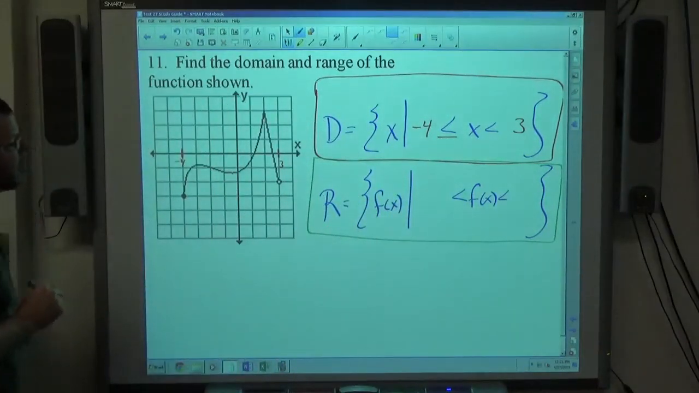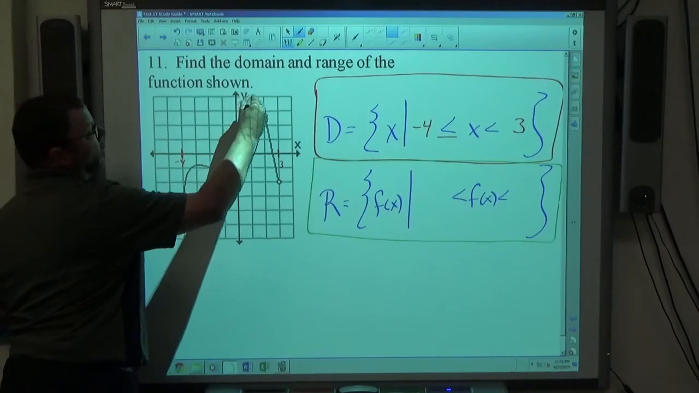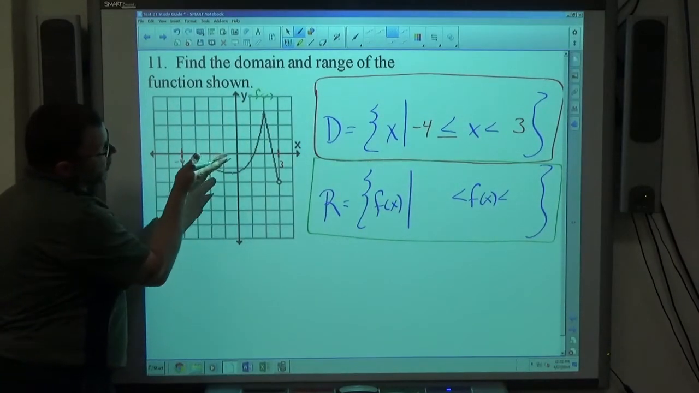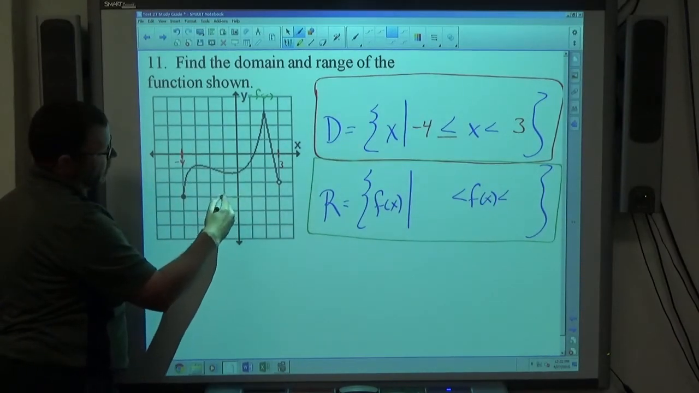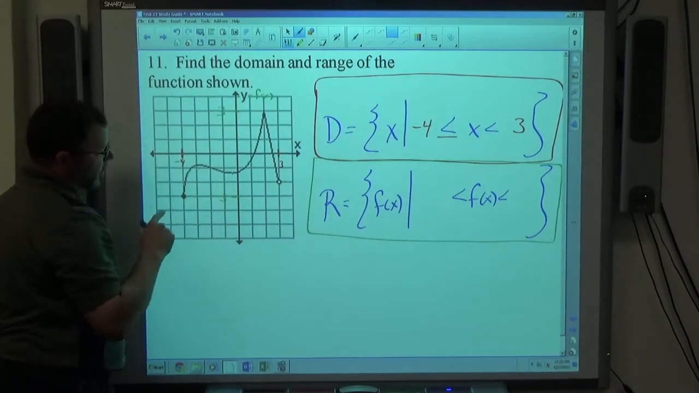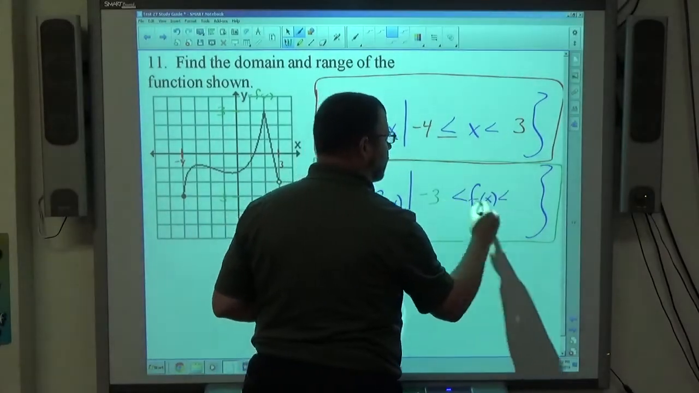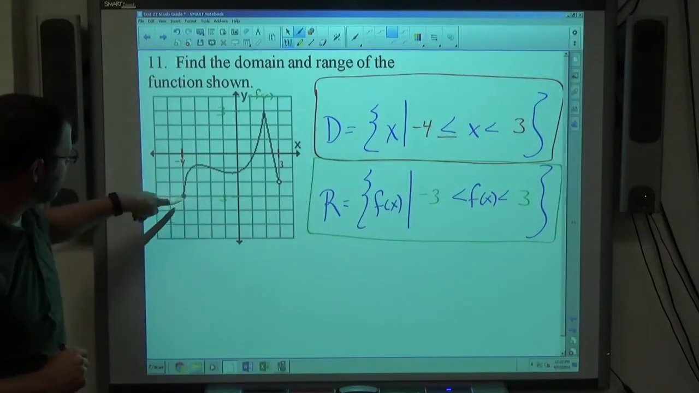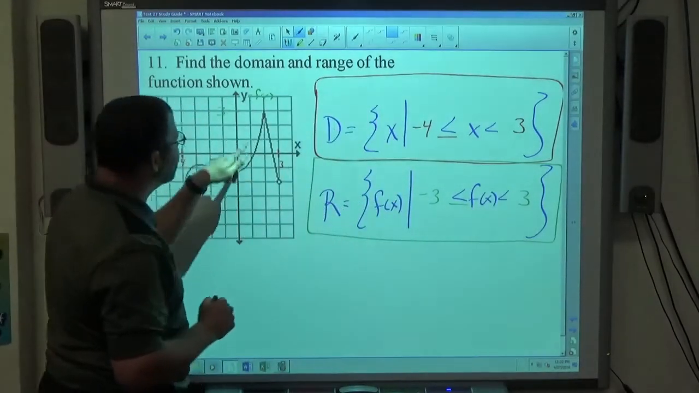Range is all about f of x, the height of the function. Okay, y or f of x, take your pick, they mean the same thing. The function's lowest point is 1, 2, 3 down, and its highest point is 1, 2, 3 up. So it starts at negative 3, ends at positive 3, so the small number, negative 3, big number, positive 3. It starts at a filled-in circle, equals. It ends at no circle.